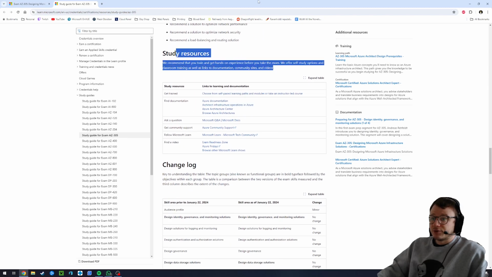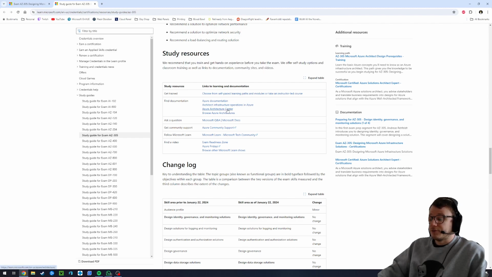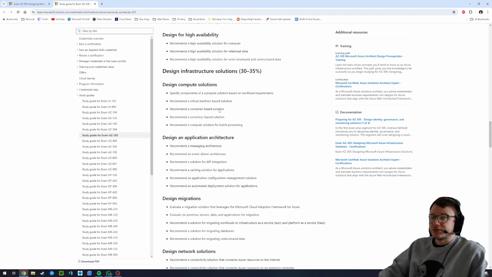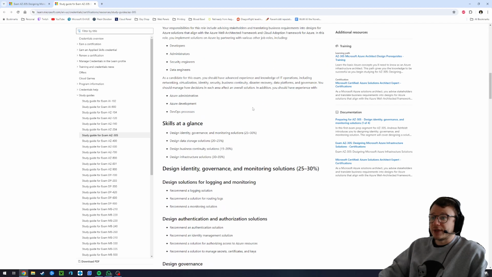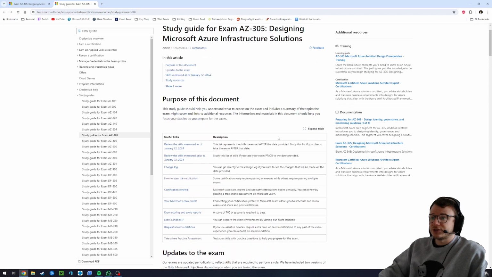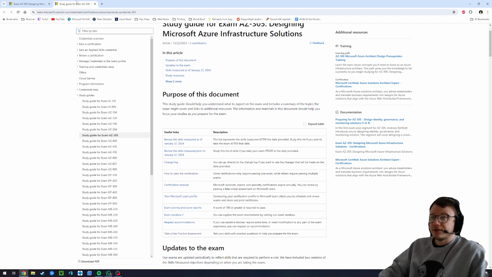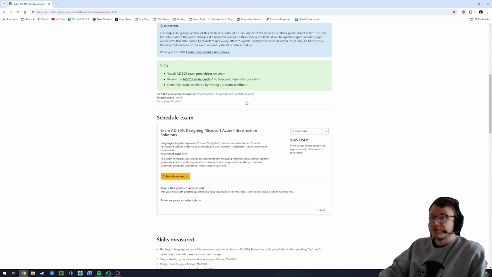Study resources here that Microsoft recommend. You've got all the documentation, which again I recommend familiarizing yourself with the Learn environment where everything is. I know a lot of people will go into the exam and pull this page up so that they've got the shortcuts in here for Learn while they're taking the exam.